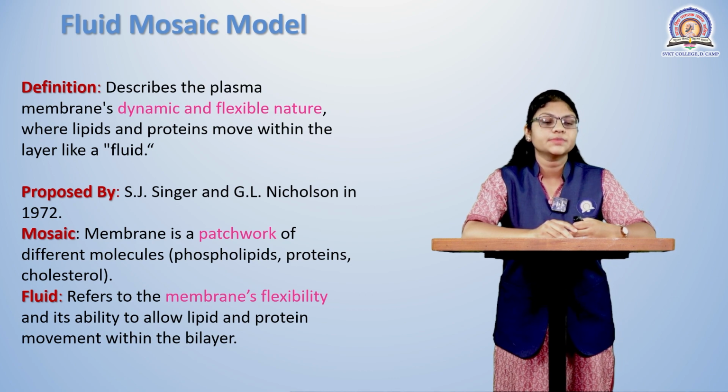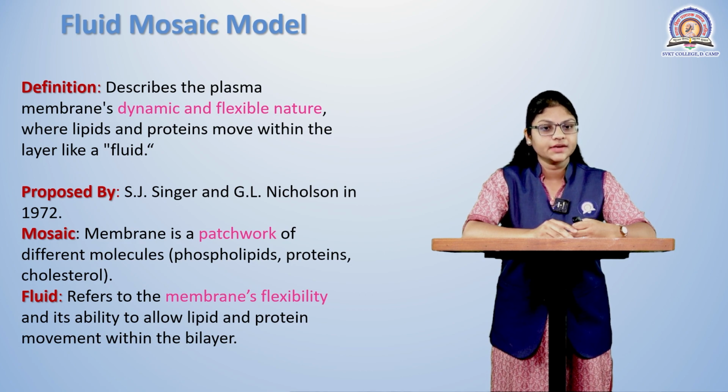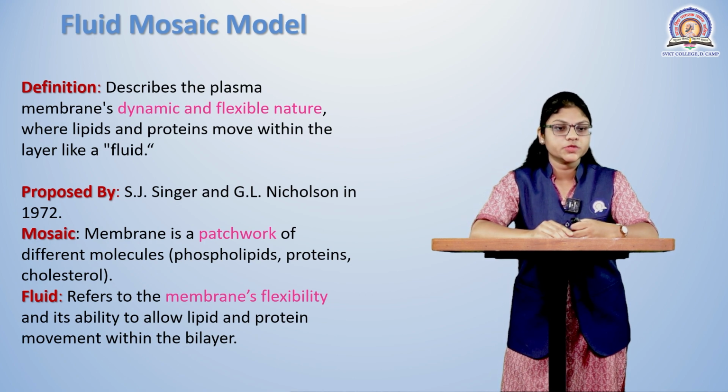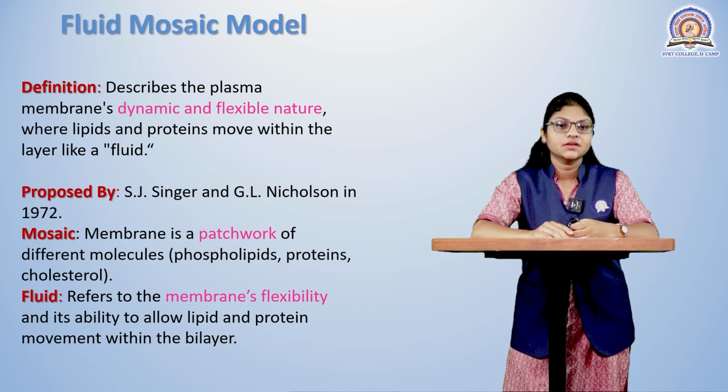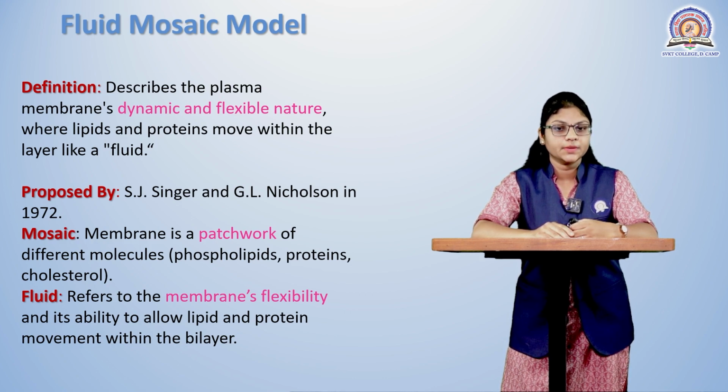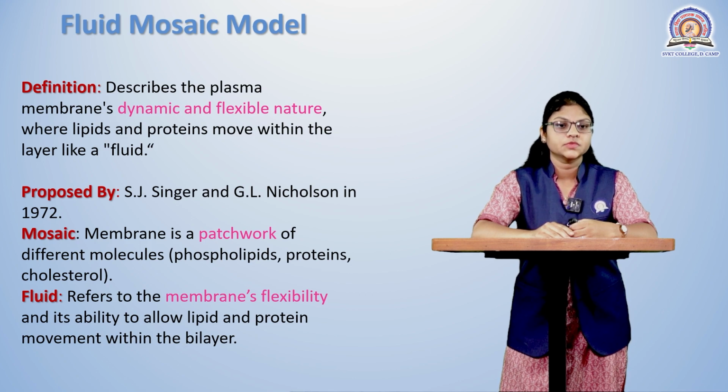This well-accepted model was proposed by the scientists S.J. Singer and G.L. Nicholson in 1972. There are two words: one is mosaic and the second is fluid. Mosaic means the membrane is a patchwork of different molecules, meaning the surface of the membrane is not plain. It contains different constituents like phospholipids, proteins and cholesterol, which give the mosaicity to the plasma membrane.